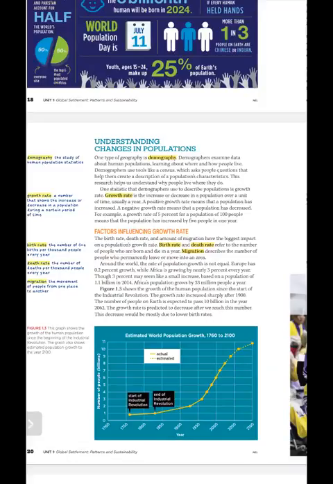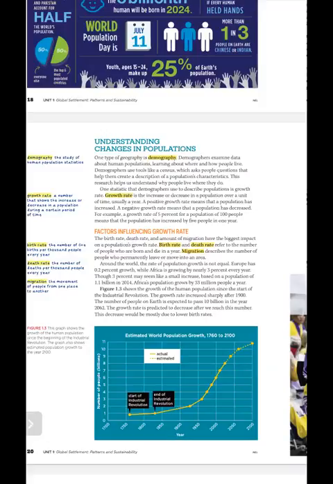Birth rate and death rate refer to the number of people who are born and die in a year. Obviously, the higher the birth rate, the higher the population gets. And the more people die, the lower it gets. So it fluctuates. Overall, the population is increasing, meaning there are more births happening in various countries contributing to the population growing.